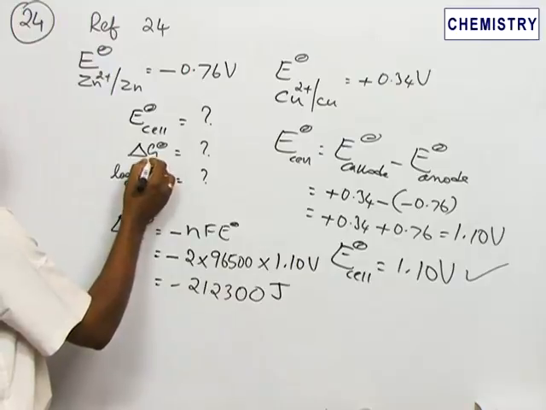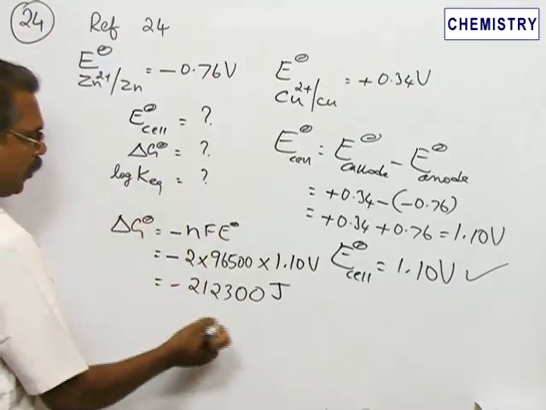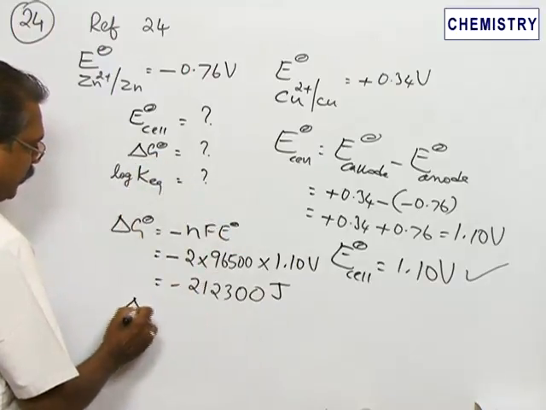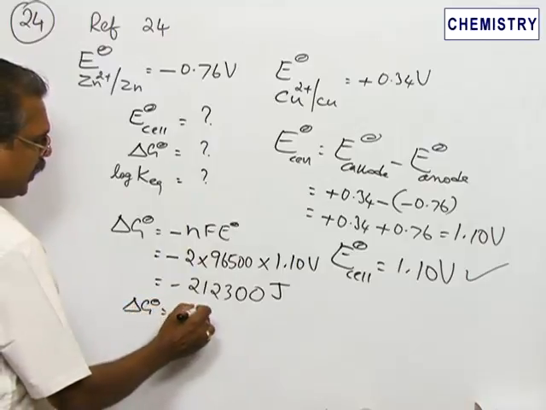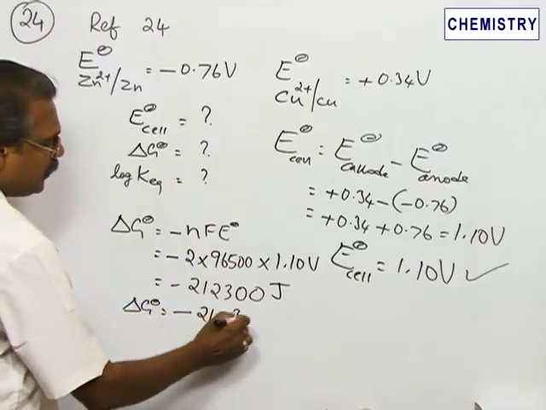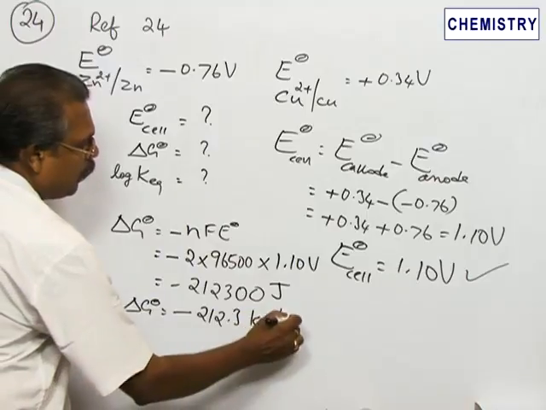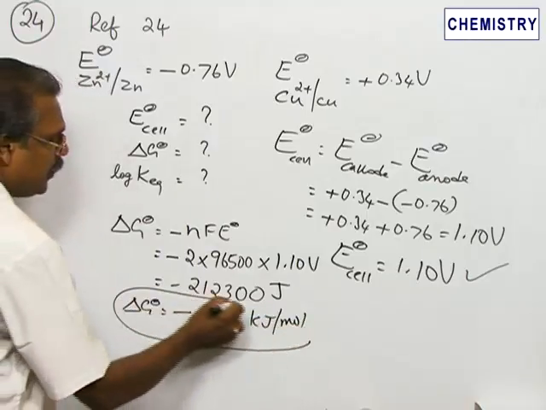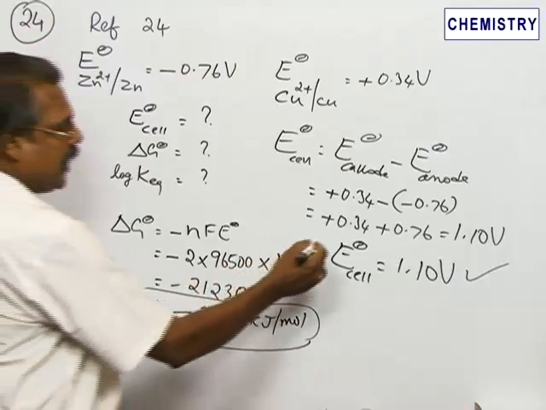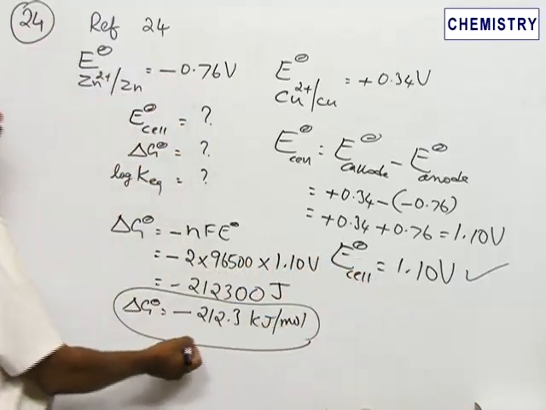Normally free energy change is expressed in kilojoule per mole. Therefore delta G naught must be equal to minus 212.3 kilojoule per mole. So this is also the second answer. The standard EMF is calculated, and also the free energy change.